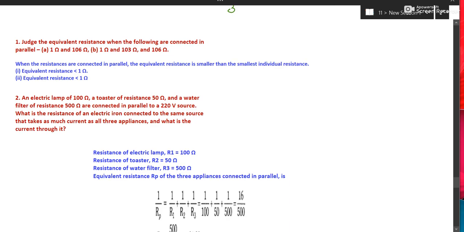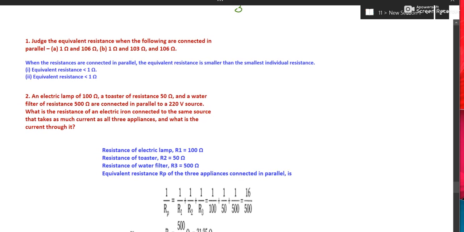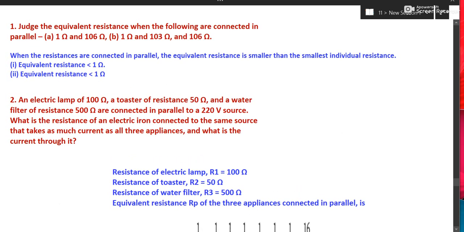Now, there are a few more questions. Judge the equivalent resistance. Equivalent means net resistance. When the following are connected in parallel, 1 ohm and 106 ohm. Keep in mind, in parallel the resistance becomes lesser than the least. So, it will be less than this. And here also, the equivalent resistance, that is net resistance, will be less than the least.